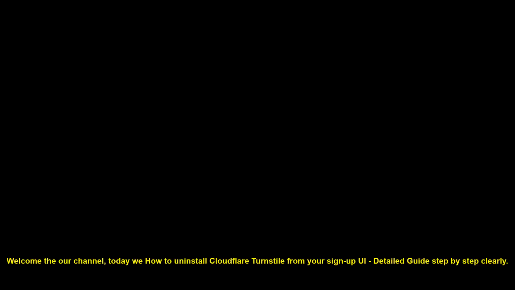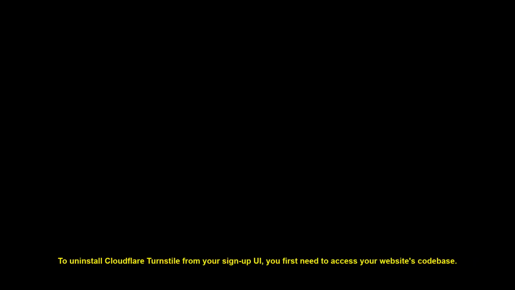Clearly. To uninstall Cloudflare Turnstile from your sign-up UI, you first need to access your website's codebase. Open the file where your sign-up UI is implemented. Locate the section of code that integrates Cloudflare Turnstile. This typically involves a script tag that loads the Turnstile JavaScript. Comment out or remove this script tag to disable the Turnstile functionality.